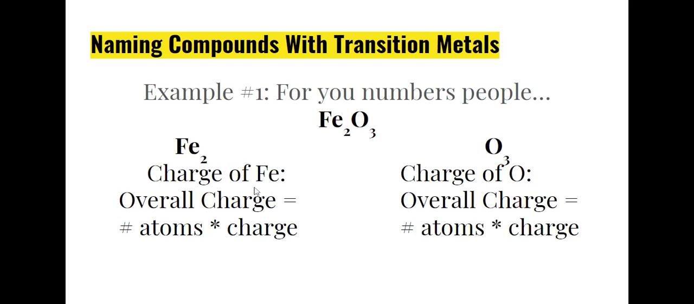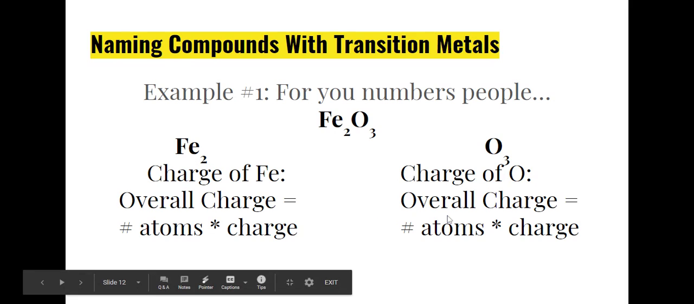That means that iron also needs to end up with an overall charge of +6 because +6 will cancel out the -6. So I have 2 iron atoms, and that means that each of these iron atoms has to have a charge of +3. So I would write that +3 in parentheses.